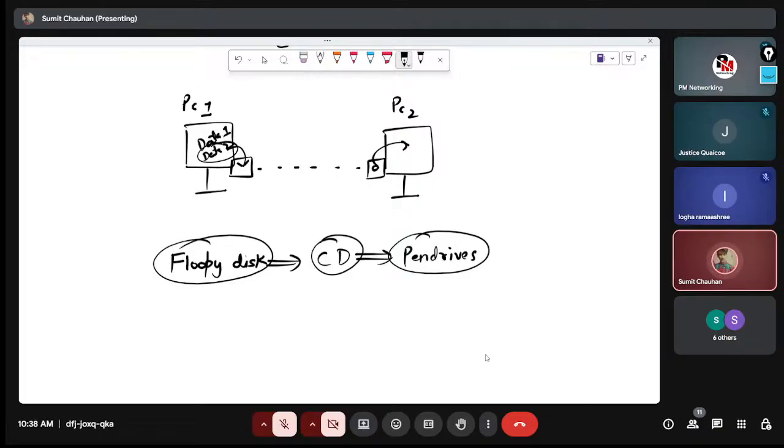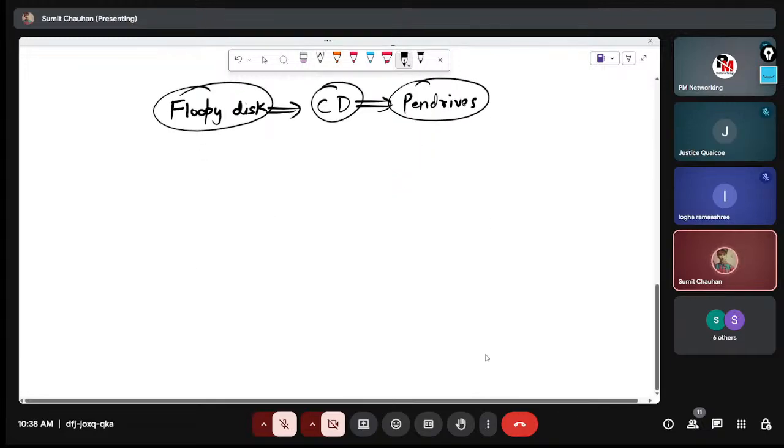If the destination is not inside the same room, maybe not even inside the same state, it will take time to share the data from PC1 to PC2 without a network. Then there was a problem. We humans have the capability that whenever we see a problem, we try to solve it and give a solution. Yes, guys, we humans have this capability.